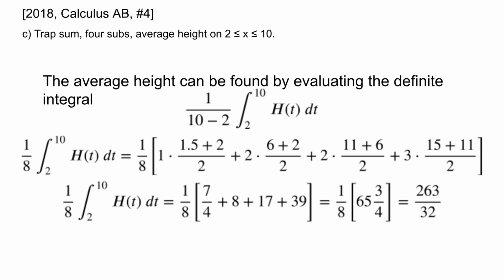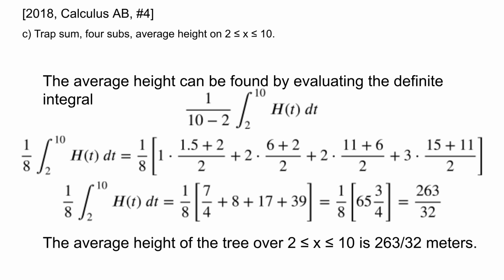This will simplify to 1/8 of 7/4 plus 8 plus 17 plus 39, which is 1/8 of 65 and 3/4, which is 263 over 32. From this, we can conclude that the average height of the tree over the interval from 2 to 10 is 263 over 32 meters.